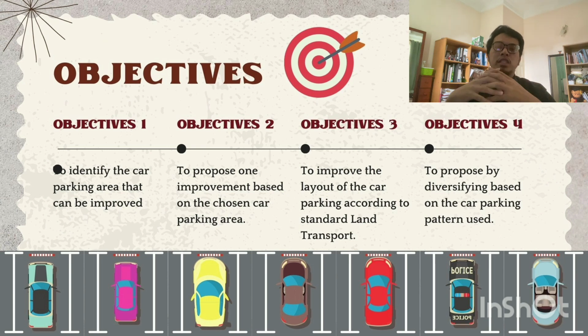For our group objectives, there are 4 objectives. The first objective is to identify the car parking area that can be improved. The second objective is to propose one improvement based on the chosen car parking area. The third objective is to improve the layout of the car parking according to standard land transport. And the fourth objective is to propose diversification based on the car parking pattern use.